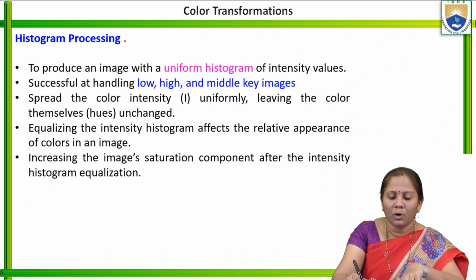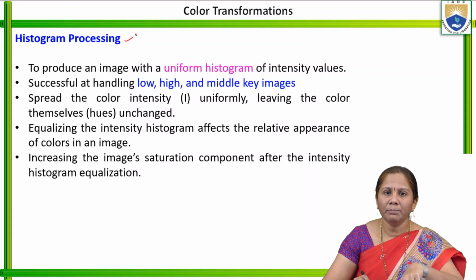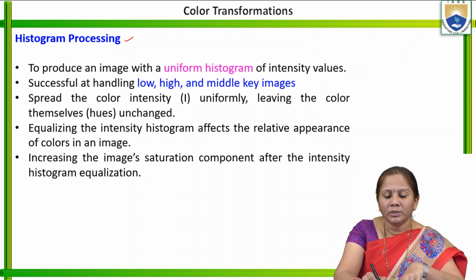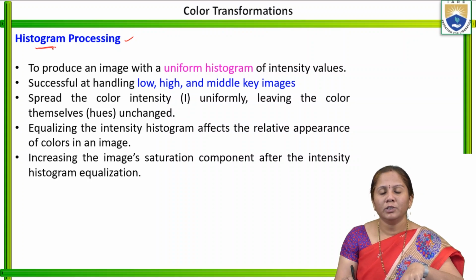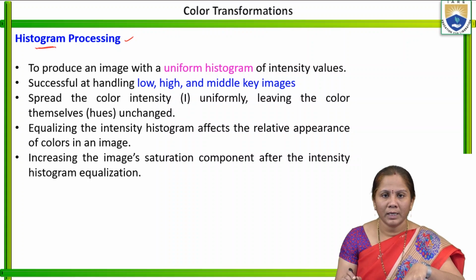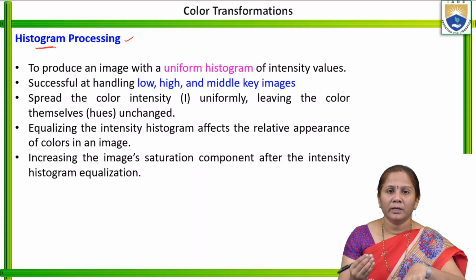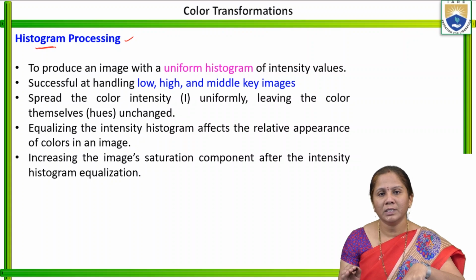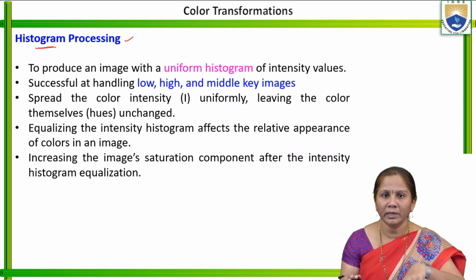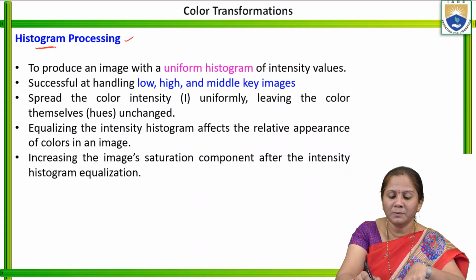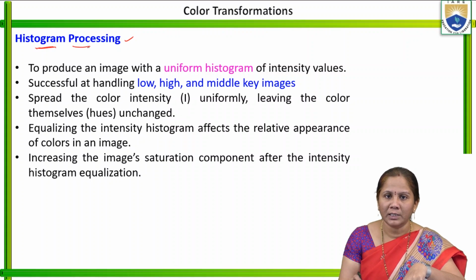Coming to the last topic, that is histogram processing. Generally we have discussed this histogram concept for grayscale images. Histogram means the graphical representation of the image, or we can say the statistical representation of the image. In that we can observe how many times the same intensity is repeated and how many intensity levels are available. Everything can be observed in this histogram representation.